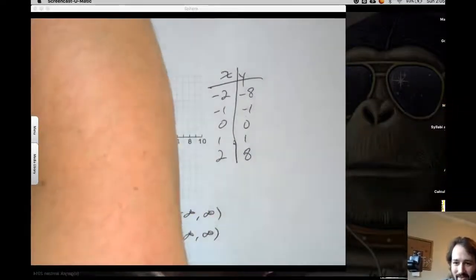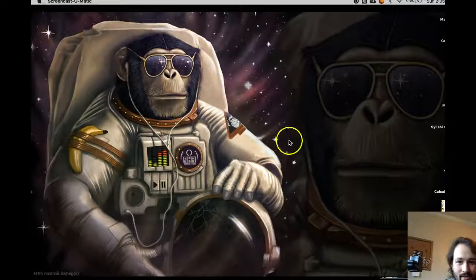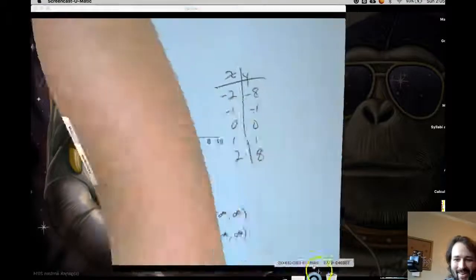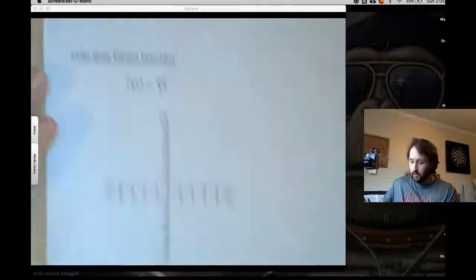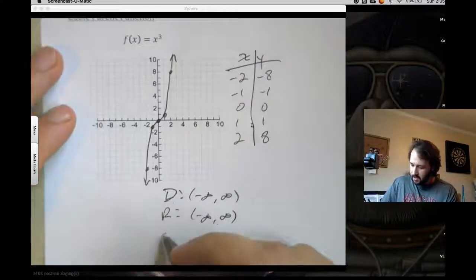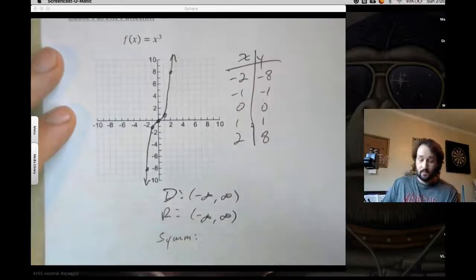Cool background. You ready for this? It's the monkey. It's the space monkey. All right, sorry. All right, here we go. Keep going. Oh, wait, symmetry. Wait, don't tell me. First symmetry.